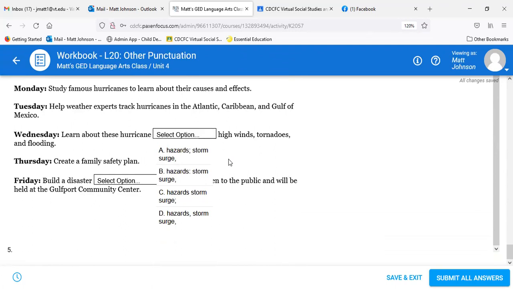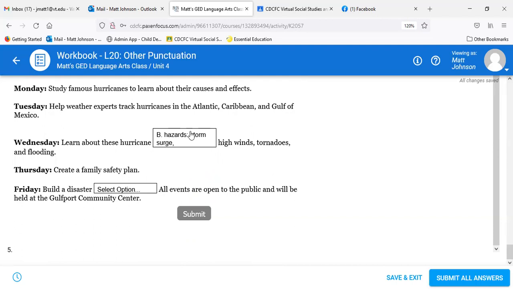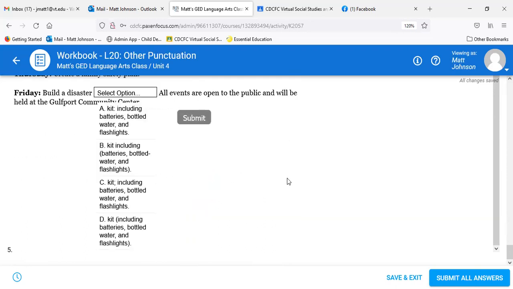Nilda, what punctuation do we need there? A? B. No, D. B. Right. Yeah, B, so a colon there, B as in boy, separating out the information. So learn about these hurricane hazards, complete idea, colon, storm surge, high winds, tornadoes, and flooding. Create a family safety plan, build a disaster kit.